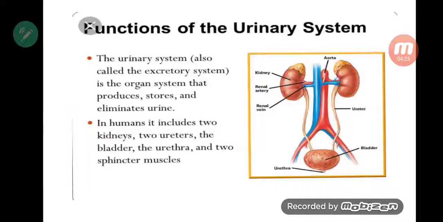Function of the urinary system. The urinary system, also called the excretory system, is the organ system that produces, stores, and eliminates urine. In the human, it includes two kidneys, two ureters, the bladder, the urethra, and the two sphincter muscles.